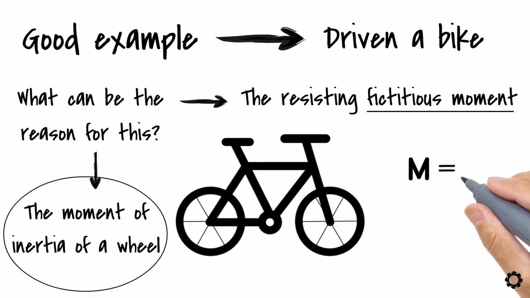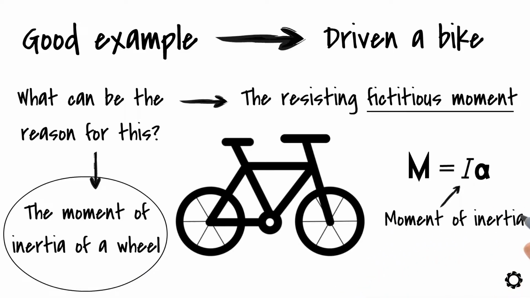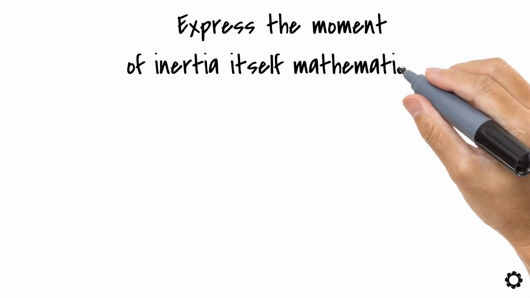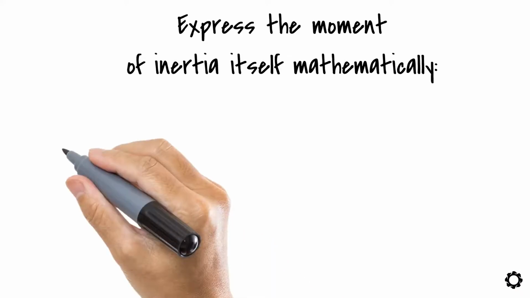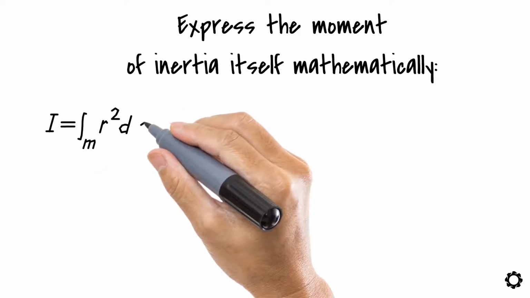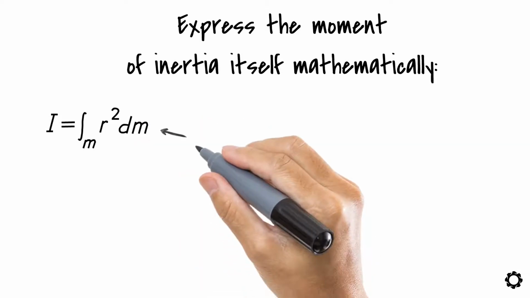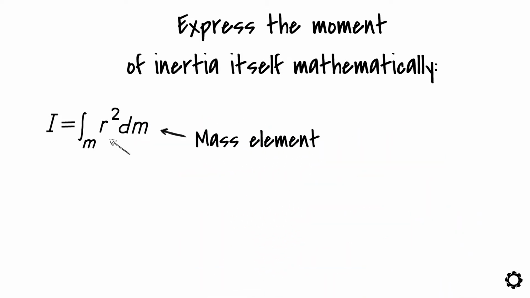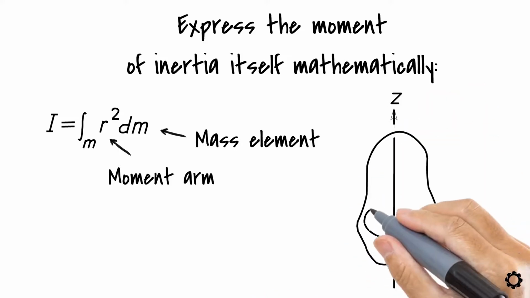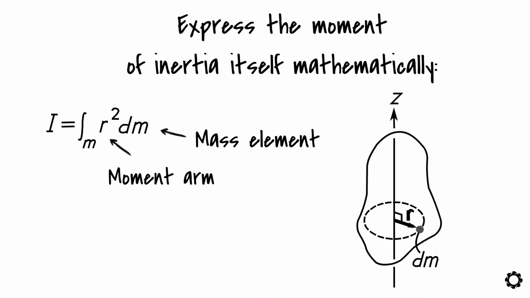M equals I times alpha, where I is the moment of inertia of an object and alpha is the angular acceleration of an object. We can also express the moment of inertia itself mathematically as follows. I equals integration over m of r squared times dm, where dm is a mass element of the body, whereas r is the moment arm, which is the perpendicular distance from the z-axis to the arbitrary element.